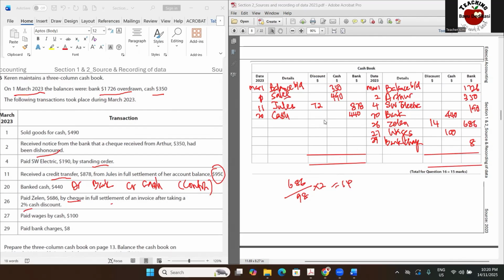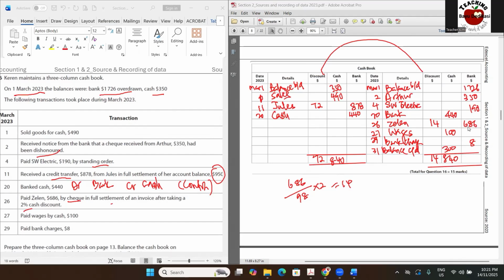So in here, we have 72. Cash must be on the debit side, 840. So take the 840 minus 440 minus 100. So we are left with 300. This 300 we call balance c/d. Okay, so the total is 840. Whereas here, 14. Discount does not need to be the same in the subtotal, but cash and bank must be the same in the subtotal.